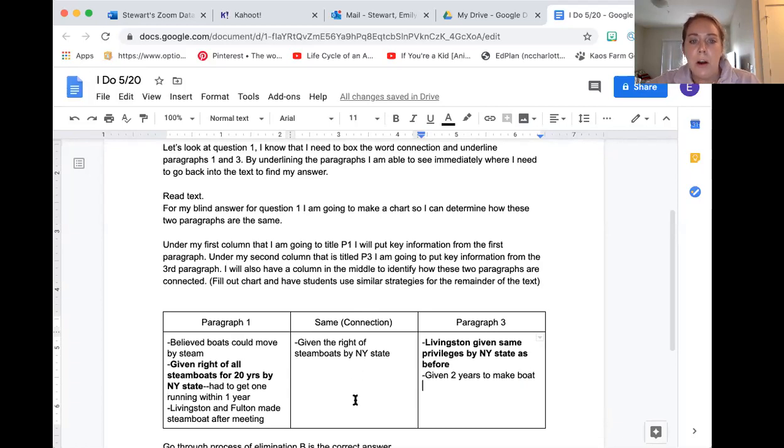Here I want you all to pause your screen and go ahead and write down what's under the column for paragraph 1 and what's under the column for paragraph 3. And again, because these are the same here and here, our connection would have to be they are given the right of steamboats by New York State. This is going to be my blind answer, the same or the center connection.